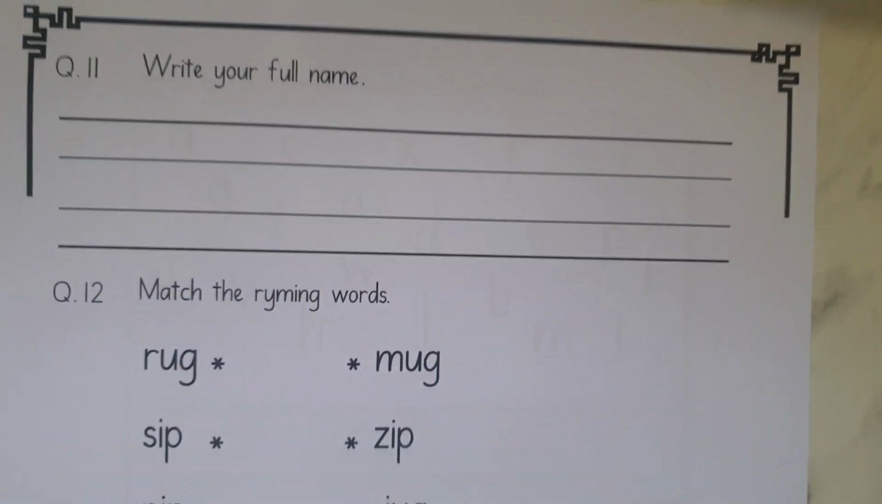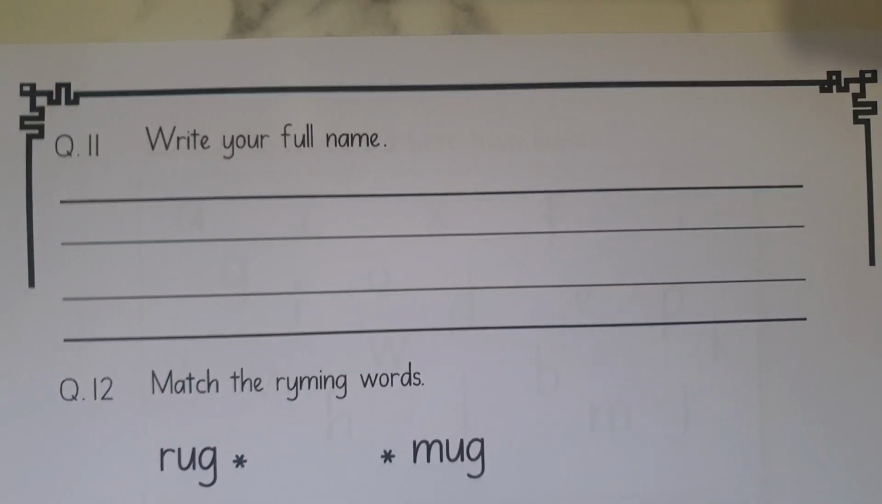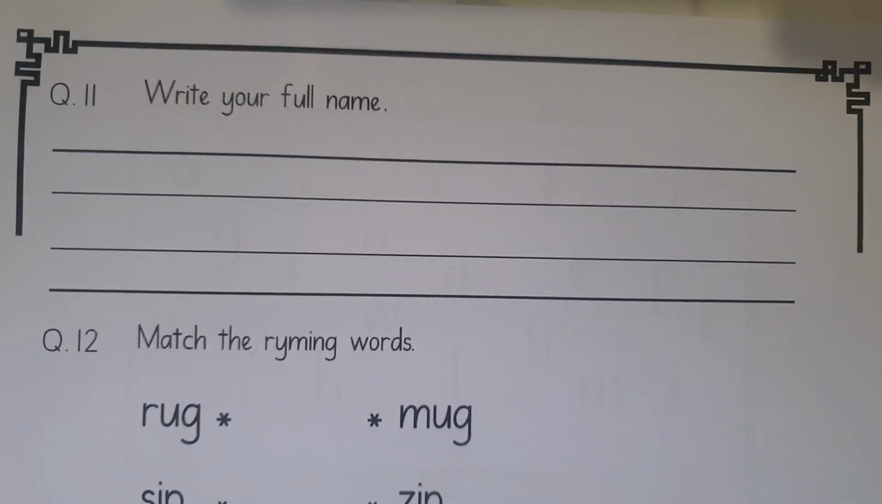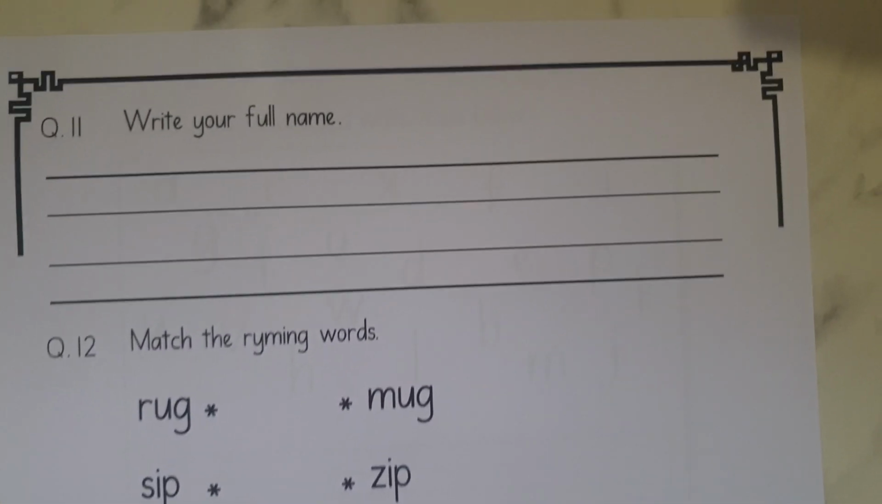At this stage, they should be able to write their full name with proper spelling. By full name, we mean the first name and the family name with proper spellings, and they should be able to write the capital letter for starting their name.